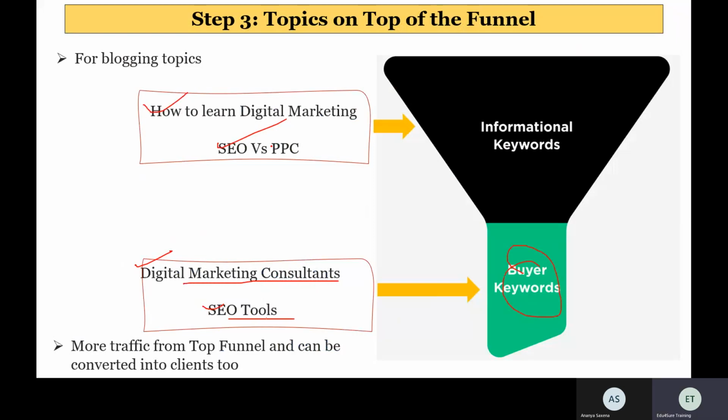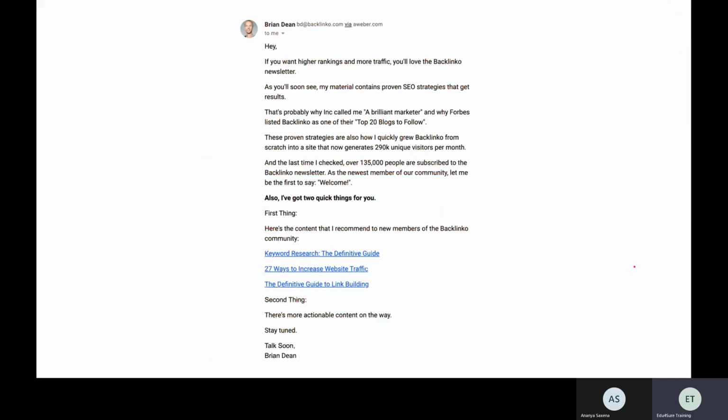In any case, the conversion will happen from top to bottom. So when we are planning topics on top of the funnel, there are two ways. One is to think of topics as per informational keywords. Another topic could be based on a buyer keyword. Now, coming to how to get leads from the top of the funnel.